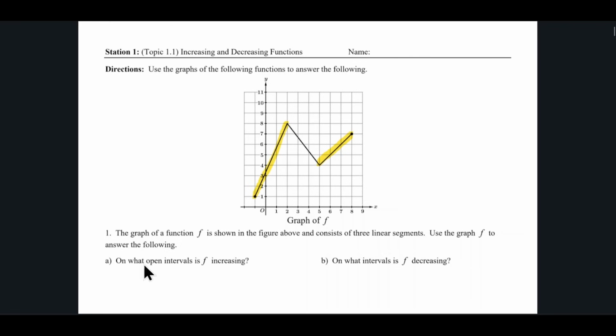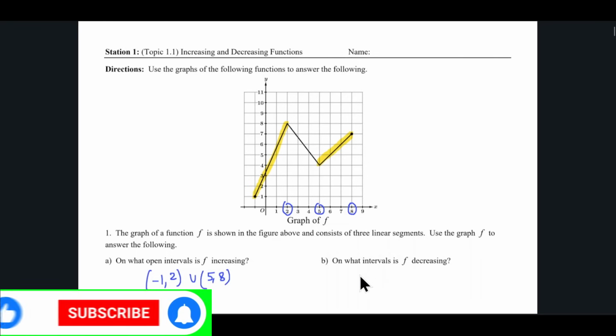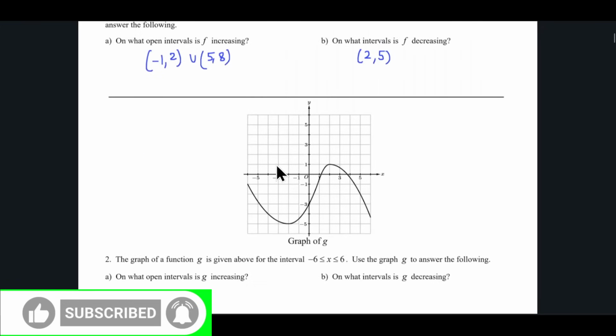So I'm going to mark that it starts from -1, open interval, -1, and all the way to 2, I think. Union then starts from 5 and goes all the way to 8. So 5 to 8. And when it is decreasing, it starts from 2 and I think 5, right? 2 to 5. Yeah, that's where it is decreasing.